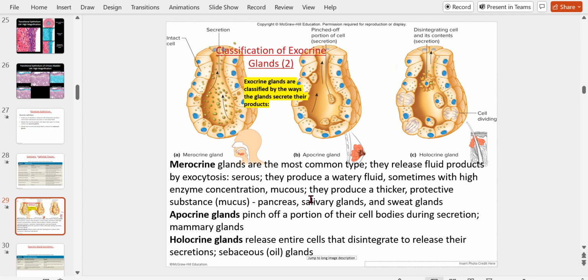Then you have apocrine glands. This is where a pinched off portion of their cell bodies constitutes their secretion. In this case, for example, mammary glands. And then you have holocrine glands, where they release entire cells that will disintegrate to release their secretions. In this case, sebaceous glands of the hair follicle. Okay? Exocytosis, pinching off, and then the whole cell just gets released and then disintegrates.